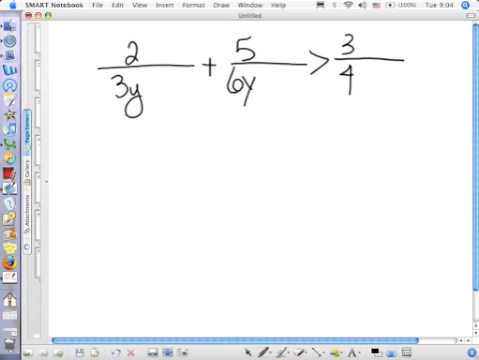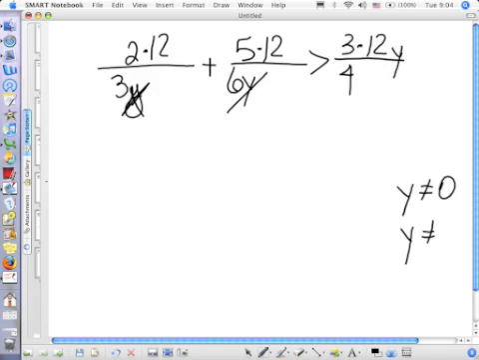All right, first we do our restrictions. What can y not equal? Okay. Another thing it can't equal is what we're going to find here because there's no equal to sign. What's the common denominator for 3, 6, and 4? 12y. Y is going to cancel. All right, so that's 24 divided by 3. 60 divided by 6. And 36 divided by 4.